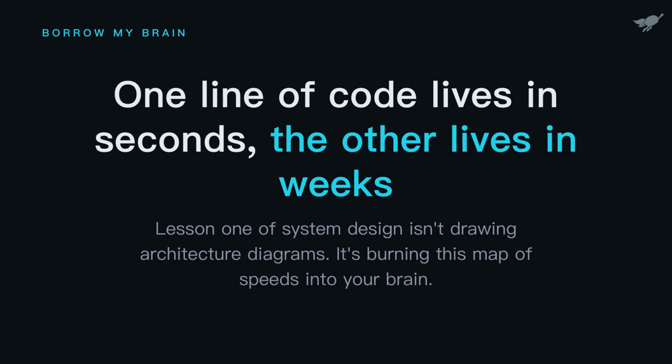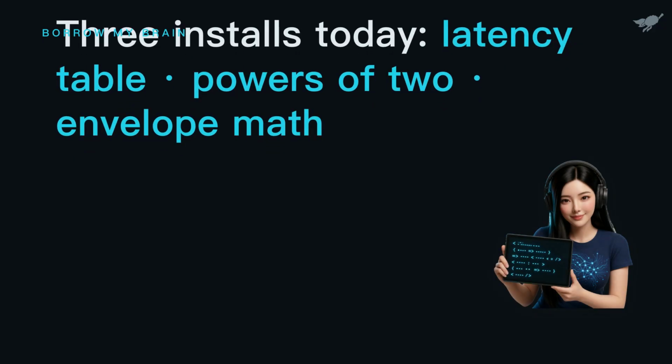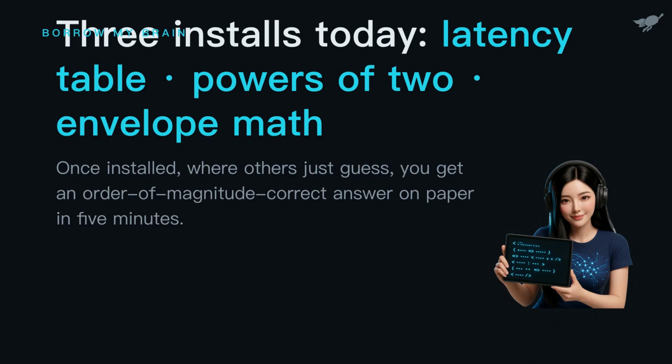One lives in a world of seconds, the other lives in a world of weeks. In system design, Lesson 1 isn't drawing architecture diagrams. It's burning this map of speeds into your brain first. Today, I'm going to install 3 things in your head: a latency numbers table, a powers of 2 table, and a back-of-the-envelope estimation playbook. Once they're in, where other people just guess, you can spend 5 minutes on paper and get an answer that's correct to the order of magnitude.